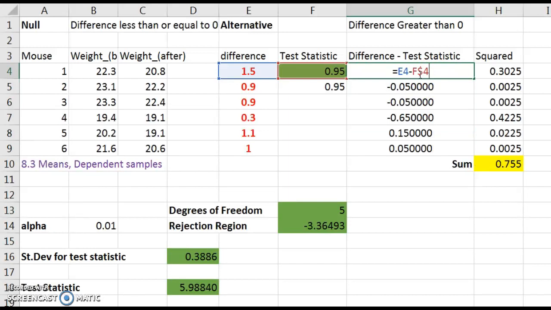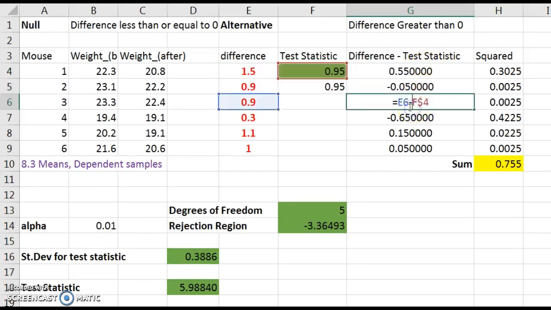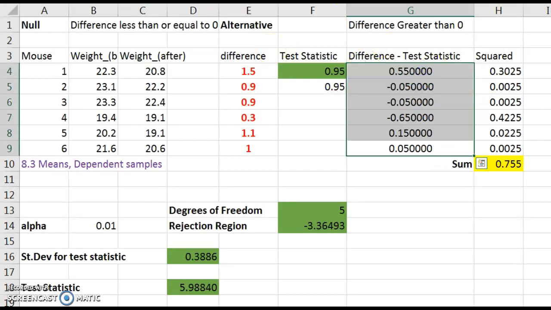And each time it'll stay on F4. If you don't have the dollar sign, it would go to F5, F6, F7, and so on. But when you put the dollar sign in, it kind of locks in that number that comes after the dollar sign. So it keeps referencing that same cell even after you've done the drag down.